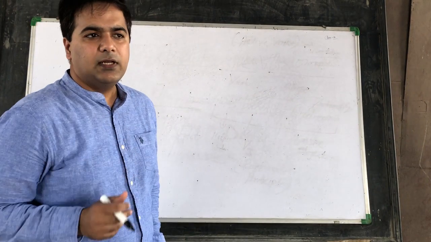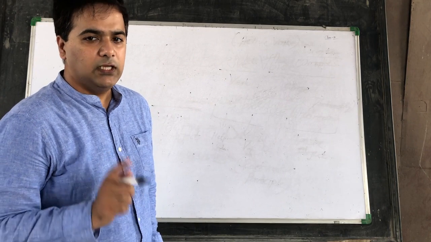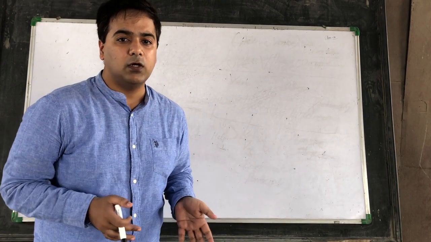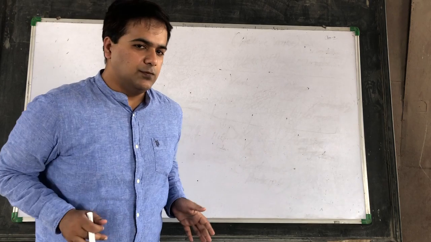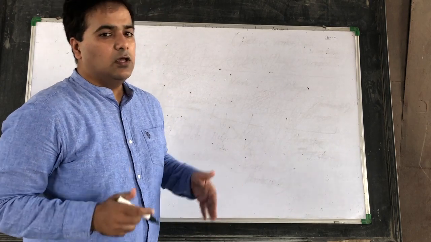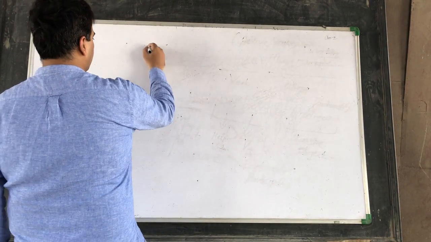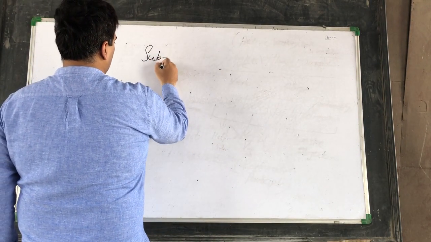See, step number one that we have to be very familiar with. Before we follow the steps, we have to be familiar with the concept of subject, verb and object. Fine. So, what is subject, what is verb and what is object? Fine. Let us see. Subject.